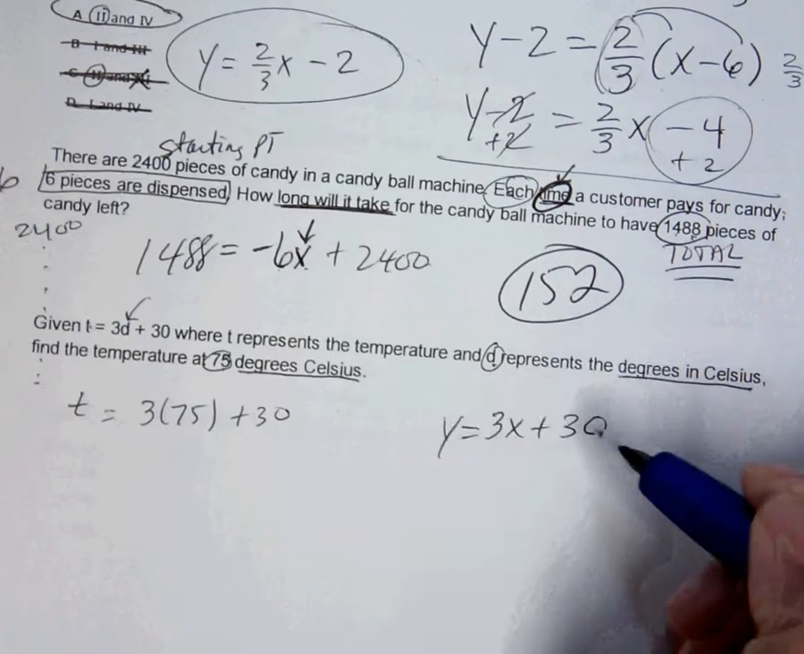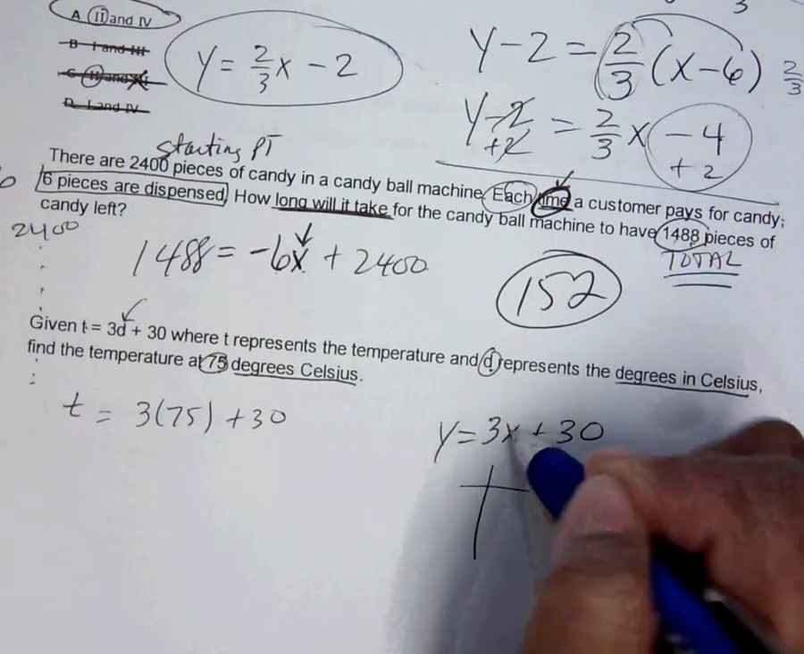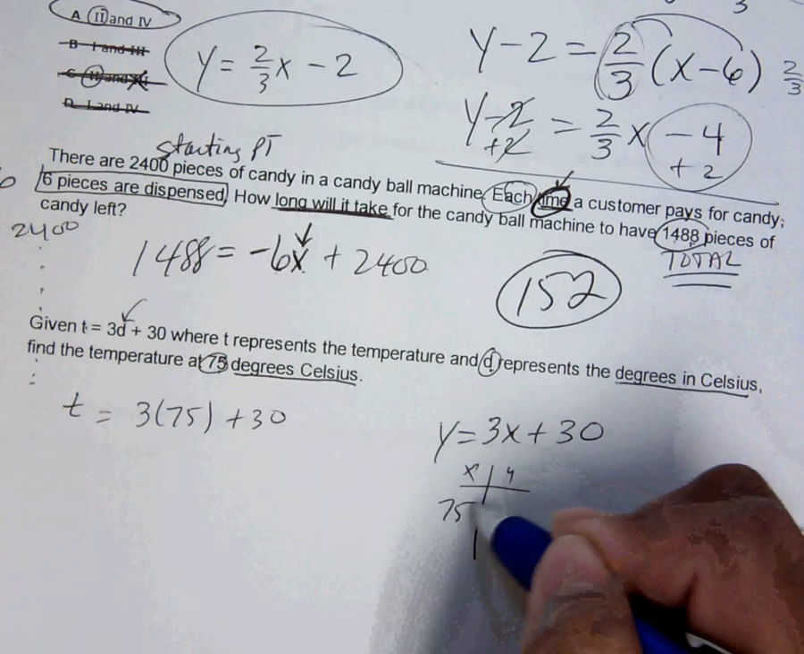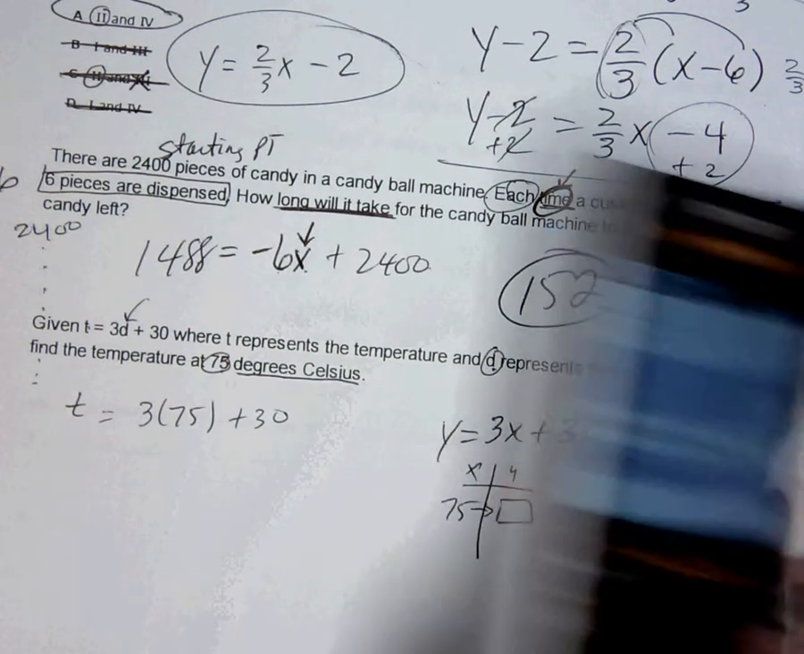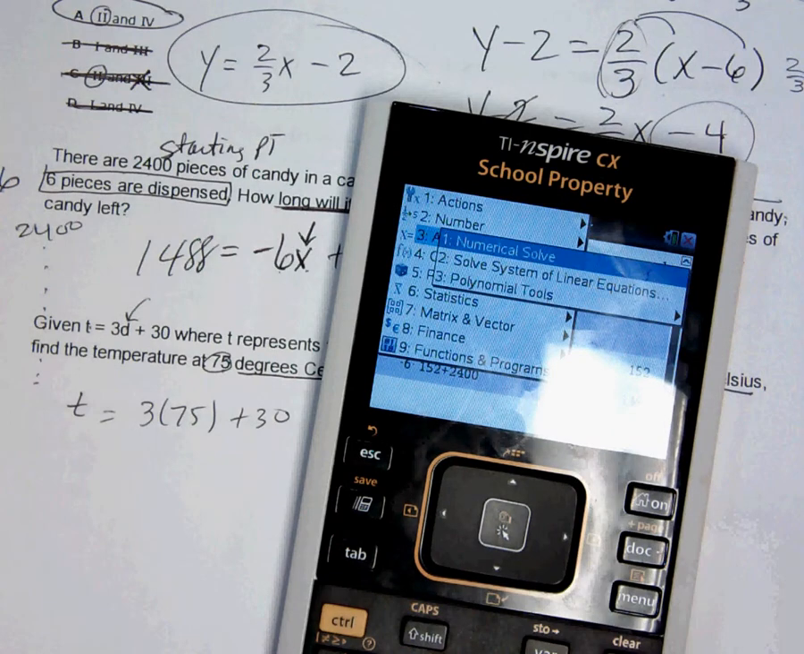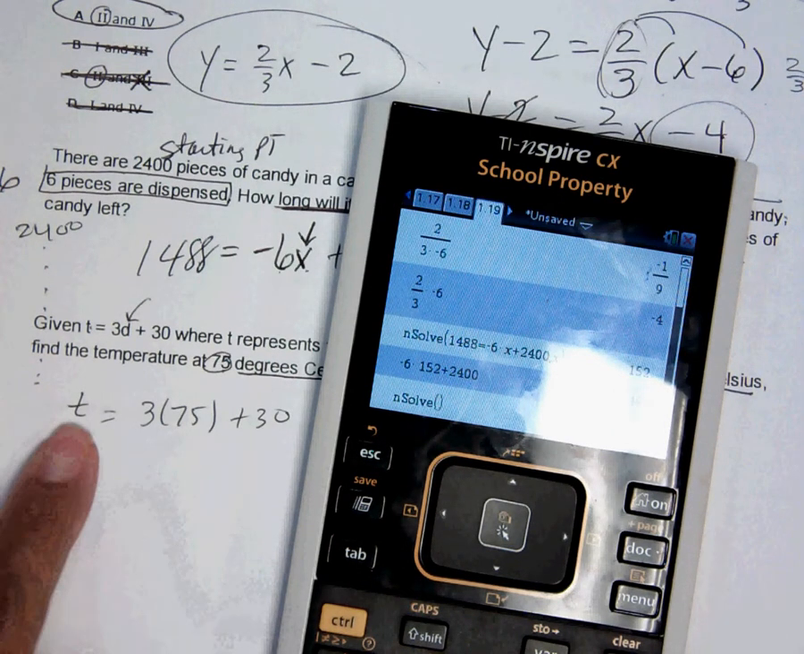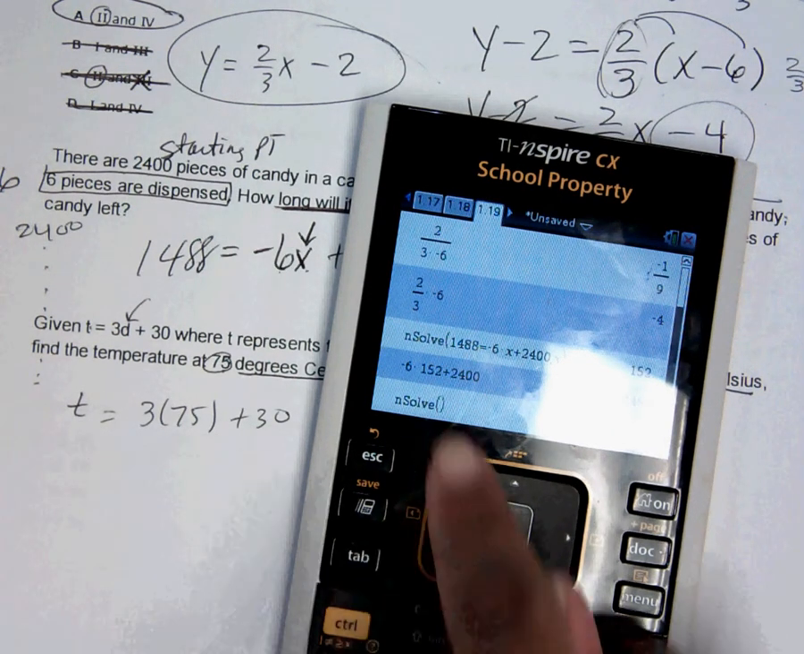Put it in a calculator, looked on the table for when X was 75, what's in the Y spot will be the answer. You can also use menu 3-1, menu 3, solve for X, or solve for Y in this problem. So it's just isolating the variable.